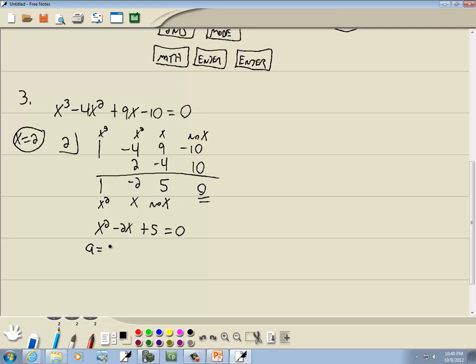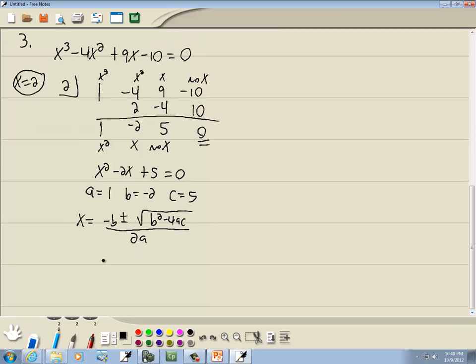Now a is what's before your x squared, which is 1. B is what's before your x, which is negative 2. And c is your number at the end, which is the 5. Our quadratic formula is negative b plus or minus the square root of b squared minus 4ac all over 2a, which gives us negative negative 2 plus or minus the square root of negative 2 squared minus 4 times a, which is 1, times c, which is 5, all over 2a, so 2 times 1.